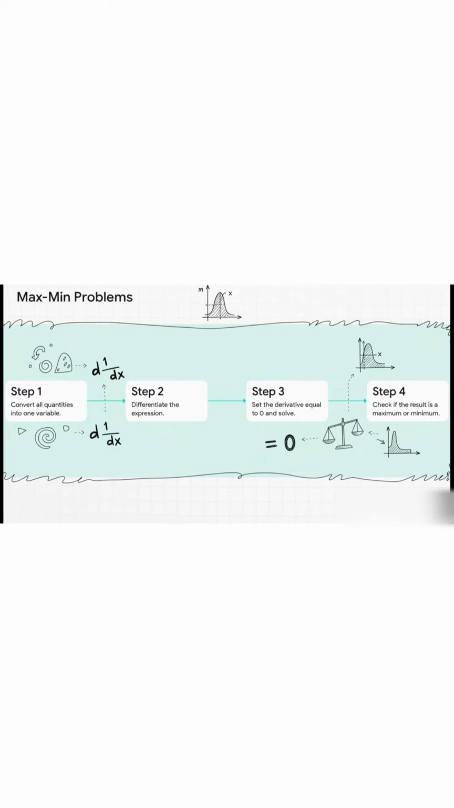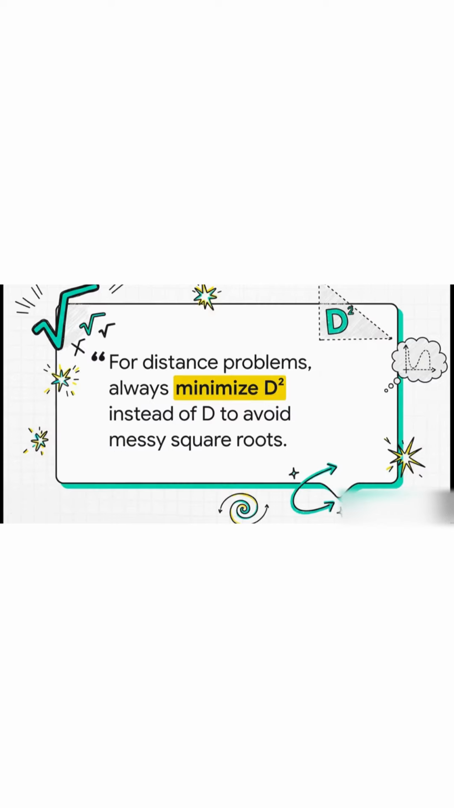Okay, now here's a pro tip that will save you a ton of algebra headaches. If a problem asks you to minimize distance d, don't. Instead, minimize the distance squared, d squared. Why? Because it gets rid of those awful, messy square roots, and the x value that gives you the minimum is exactly the same. This is a total game changer, trust me.